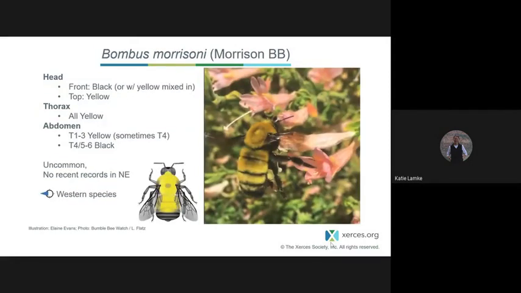And looking at Bombus morrisoni, or the Morrison bumblebee, the front of the face has black hairs, but it can have yellow mixed in, and the top of the head has yellow hairs as well. The thorax on this species is all yellow, and on the abdomen, T1 through 3 and sometimes 4 are yellow. And you can see that the fourth segment in this photo here is actually yellow. This is more of an uncommon species, and there haven't been any recent records collected in Nebraska, but if you do collect one of these, you'll likely be sampling in the western part of the state.